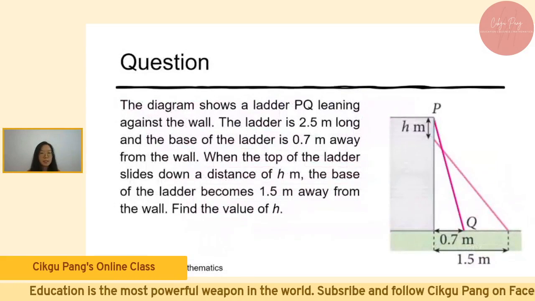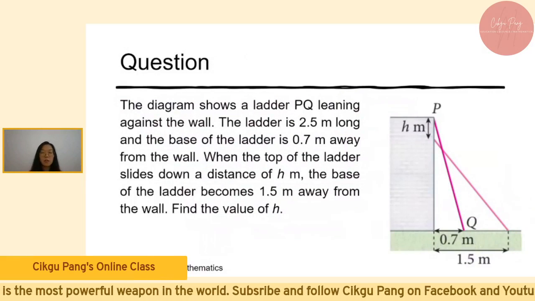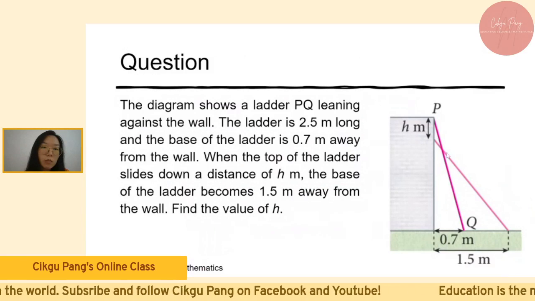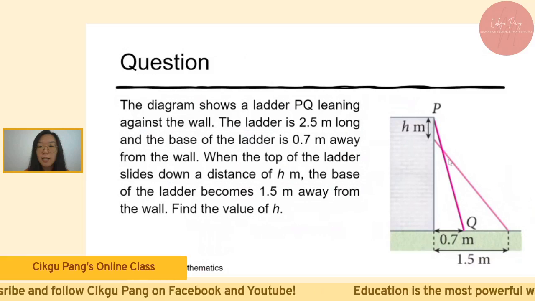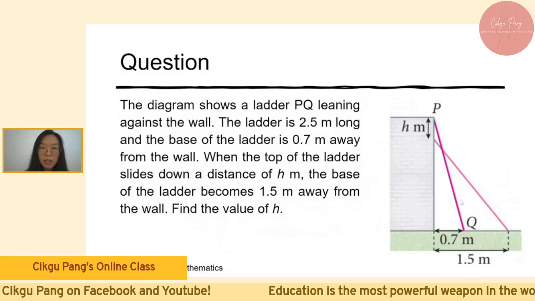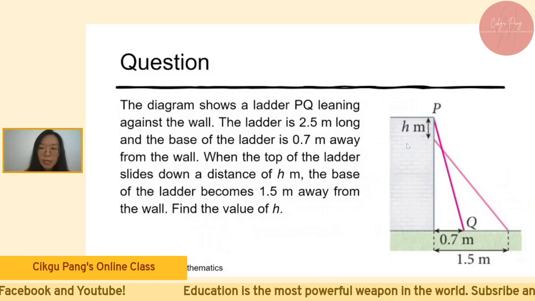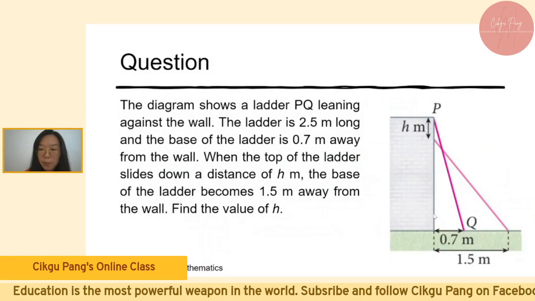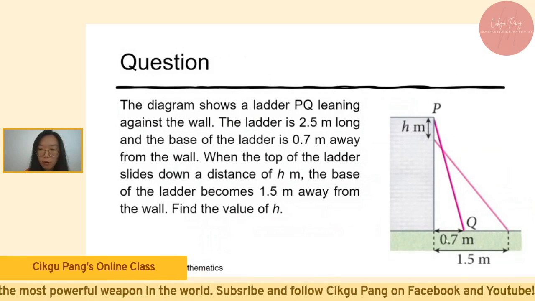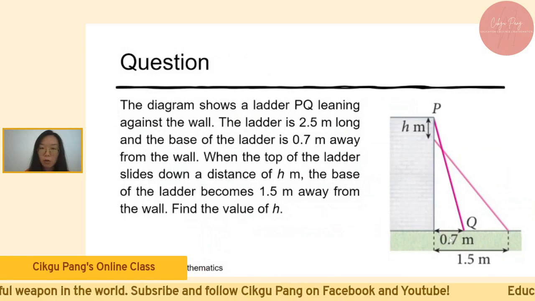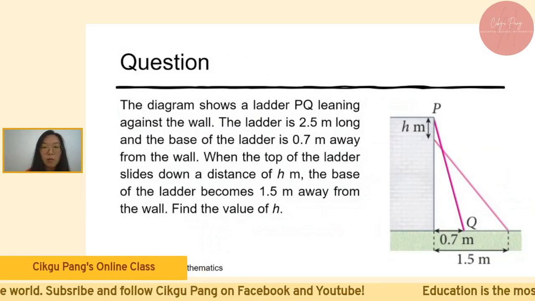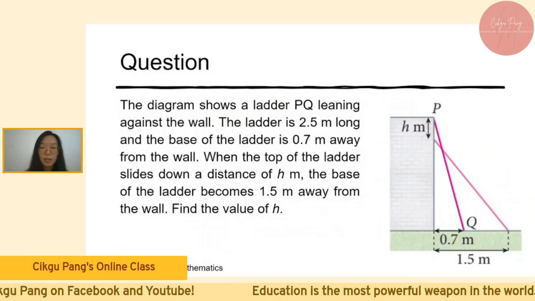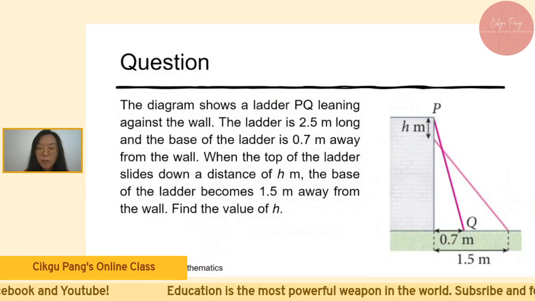All right, so let's look at the example. This is the question extracted from the Form 1 textbook. Let's look at this diagram. The diagram shows a ladder PQ leaning against the wall. This gray color thing is the wall. The ladder is 2.5 meter long and the base of the ladder is 0.7 meter away from the wall. When the top of the ladder slides down a distance of h meter, the base of the ladder becomes 1.5 meter away from the wall. Find the value of h.